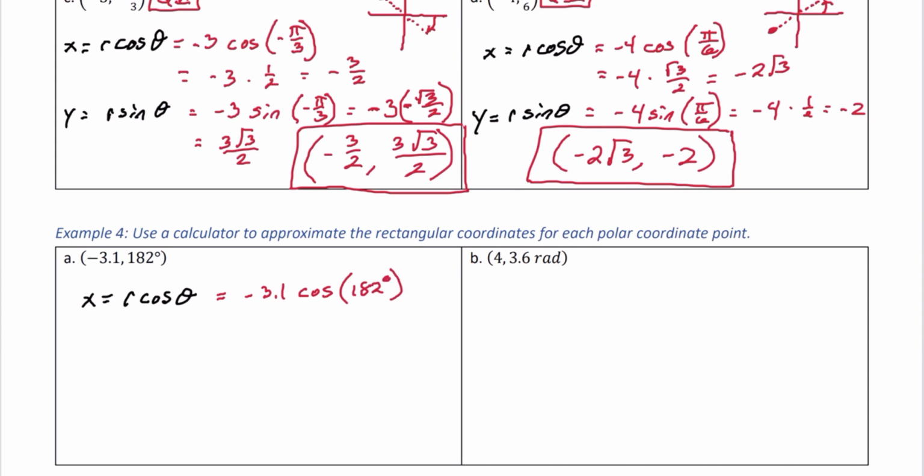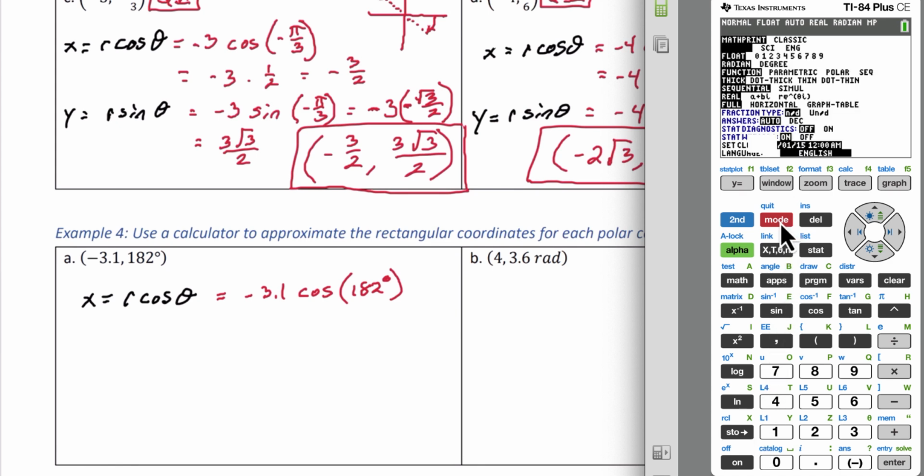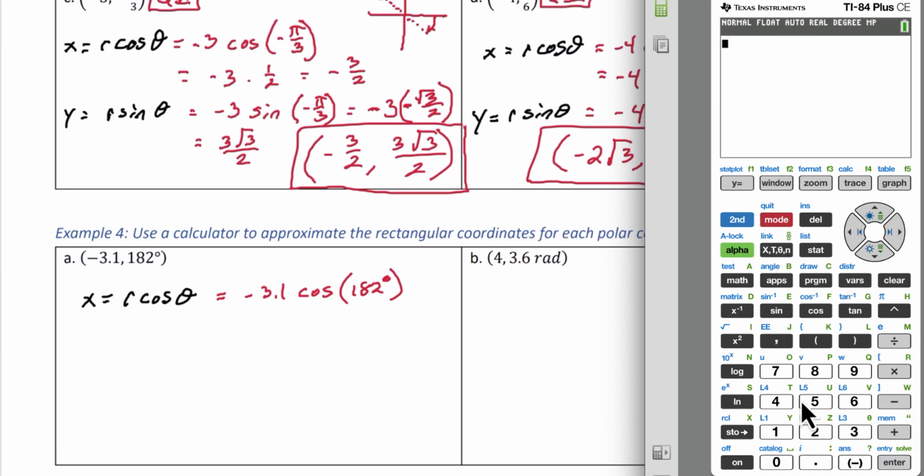Recognize that that is in degrees. So when we go to the calculator, we want to first make sure our mode is in degrees. By default, mine was in radians, so I'm going to go down and change that to degrees. Then exit. And now we can type in negative 3.1 cosine of 182. And here we get roughly negative 3.1.